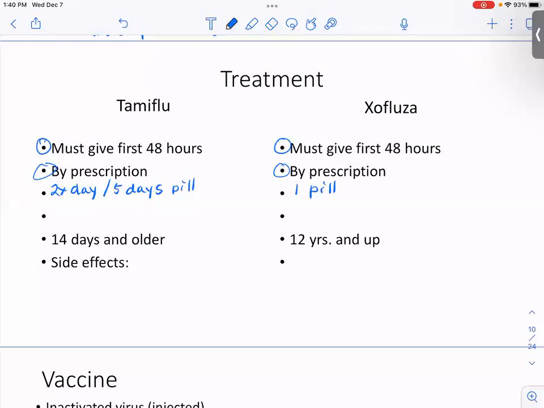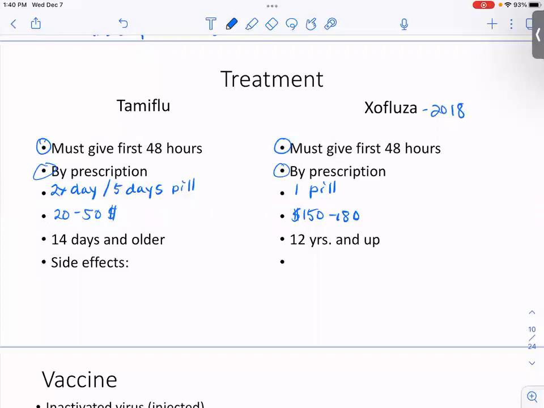Cost. Tamiflu is generic now. It's been around for 20 years or so. So the last I looked, $20 to $50 somewhere for a dose of that. So not cheap, for sure, but it was over 100 before it was generic. Xofluza, a little bit more money. Okay, so if you're paying out of pocket, that might play into the equation whether to take it or not. $150 to $180 for one pill. Again, this just came out in 2018, so it's still pretty new.